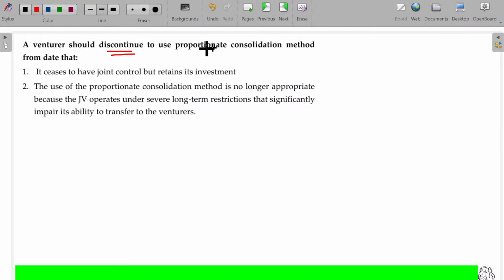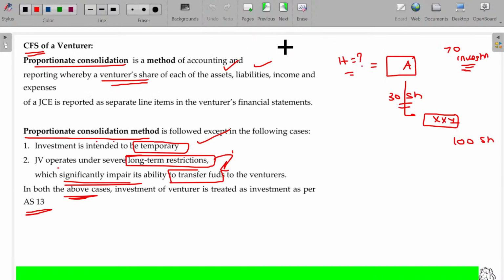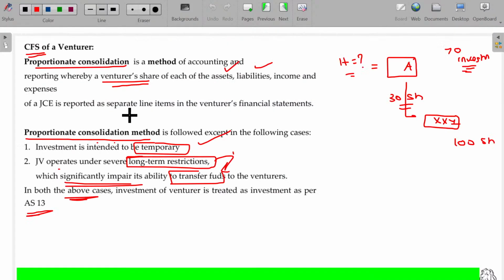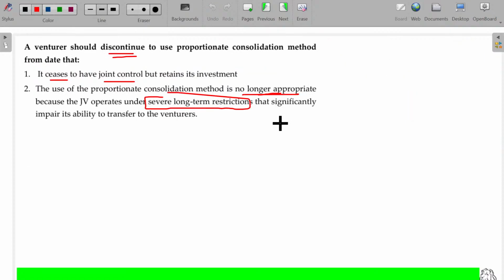Venturers should discontinue the use of the proportionate consolidation method. So they have to follow the proportionate consolidation method year after year. They can stop consolidation when they lose the holding, or they want to sell, or whatever the earlier thing. The same will be kept here: when it ceases to have joint control, or the proportionate consolidation method is no longer appropriate because of long-term severe restrictions. This one, and temporarily I am holding and I am going to withdraw my control. In these two cases, thereafter you don't need to use the proportionate consolidation method.